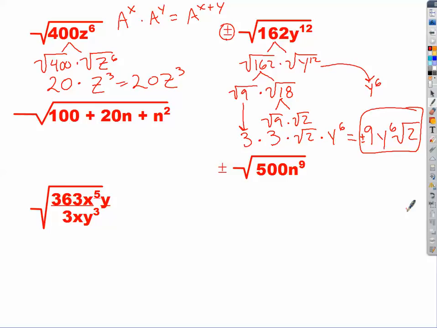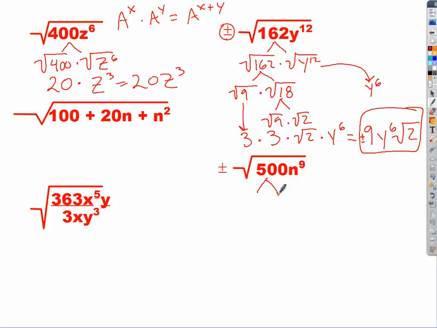And that's it. I'm going to go on to number 5, this one right here, because it's an extension of this problem. So instead of having a perfect square variable, now we have a variable that is not a perfect square. Because what times itself is equal to n to the 9th? Well, if you're adding them together, it's n to the 4.5 times n to the 4.5. But we don't want fractional exponents. So n to the 9th is not a perfect square.